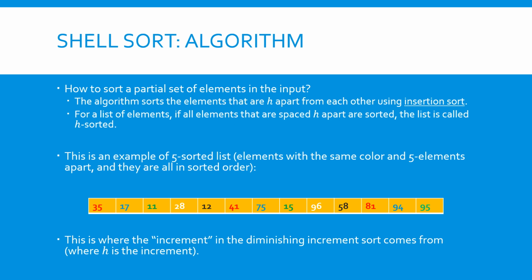Here, we have a list of elements that are 5 sorted. Different colors represent different sets of elements that are apart by 5 indexes, and you can verify that all numbers in the same color are sorted. For example, the red numbers 35, 41, and 81 are sorted. The blue numbers 17, 75, and 94 are sorted, and so on. Recall the name diminishing increment sorting. The increment h corresponds to the word increment in its name.